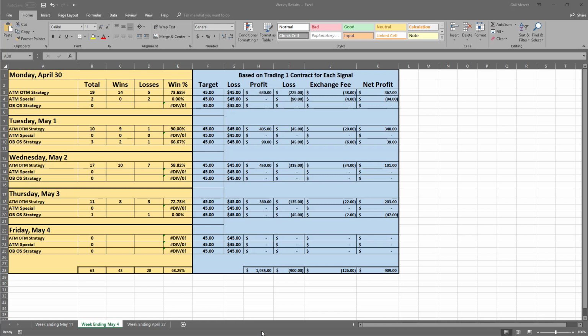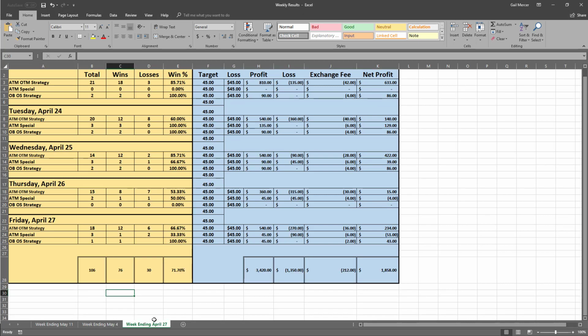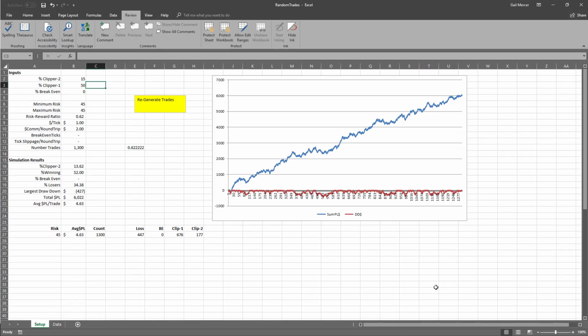Now, are you always going to achieve these targets? No, you're not. And I want to show also on the week ending April the 27th, we were able to hit 71.7% winning percentage. And again, would you always get your target? No. So how do we look at whether I would still be profitable even if I didn't hit my target every time? Well, let's use the random trade generator and let's look at that.